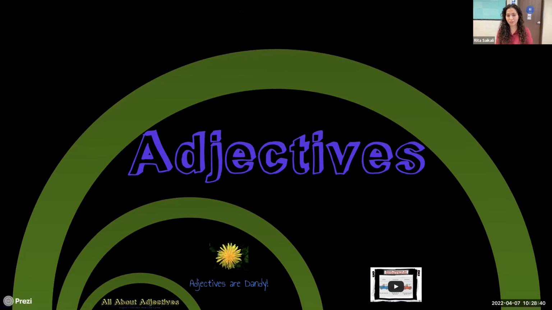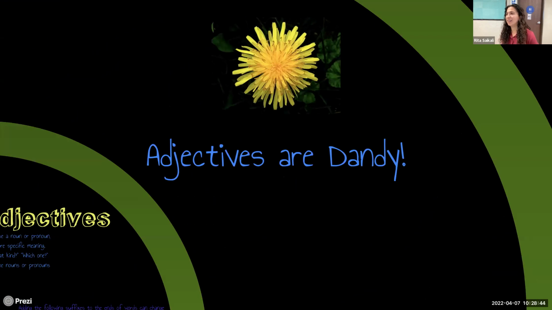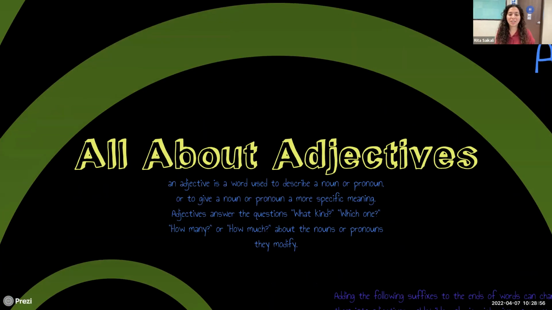Adjectives. What are adjectives? Well, adjectives are dandy. I think that flower is a dandelion. I think that's what it's called. But which means that they're cool, right? They're happy, they're nice. What are adjectives really? An adjective is a word used to describe a noun or a pronoun, or to give a noun or a pronoun more specific meaning.